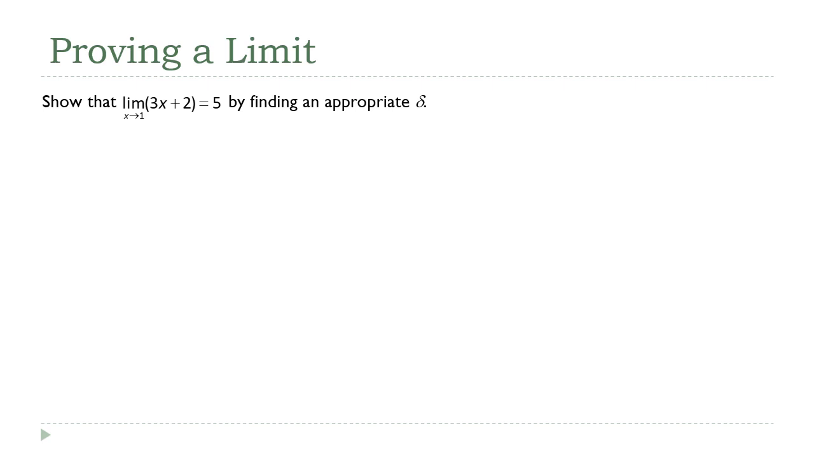So I want to show this limit. I want to show that the limit as x approaches 1 of 3x plus 2 equals 5. And I want to do this using the formal definition, the epsilon delta definition. Okay, so the definition has a few parts.